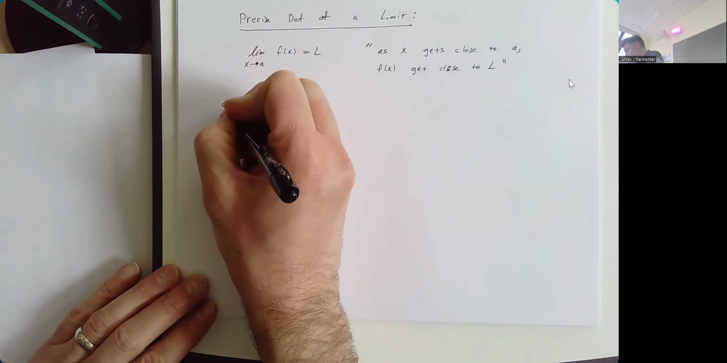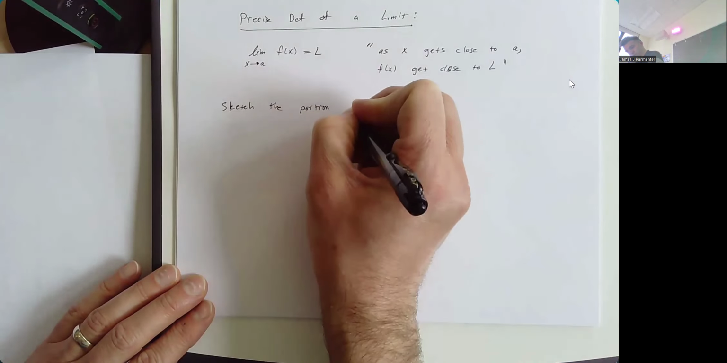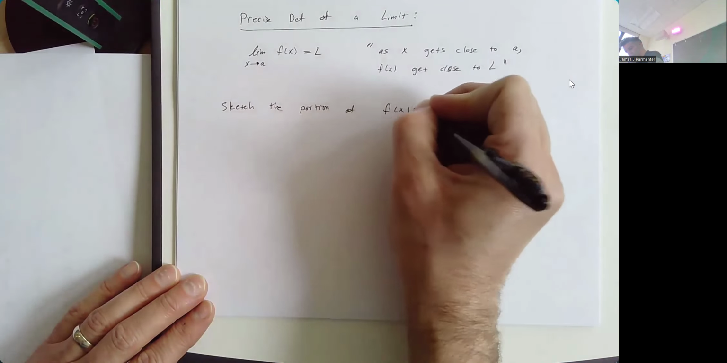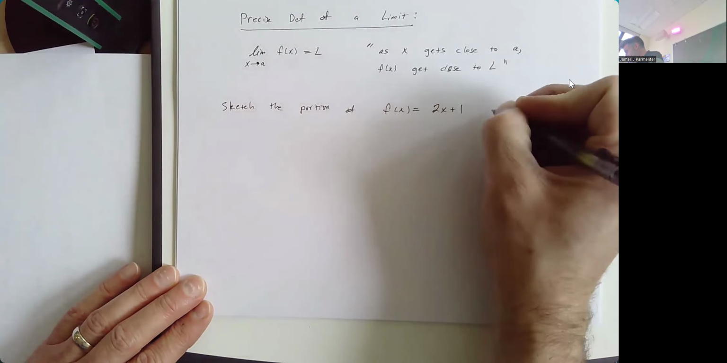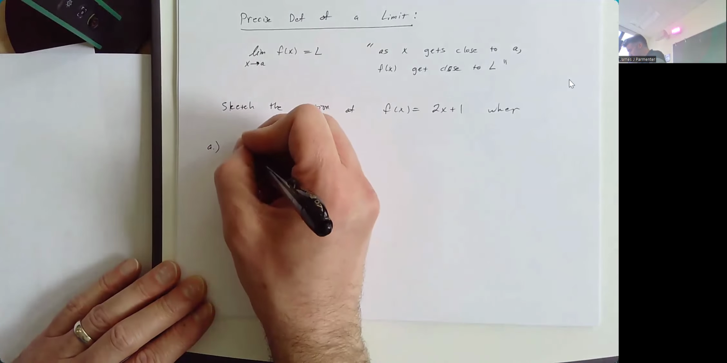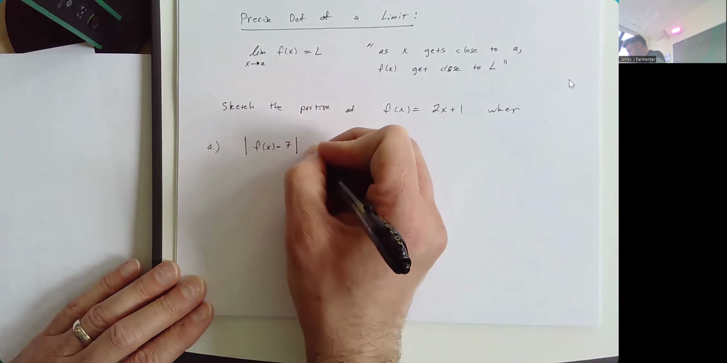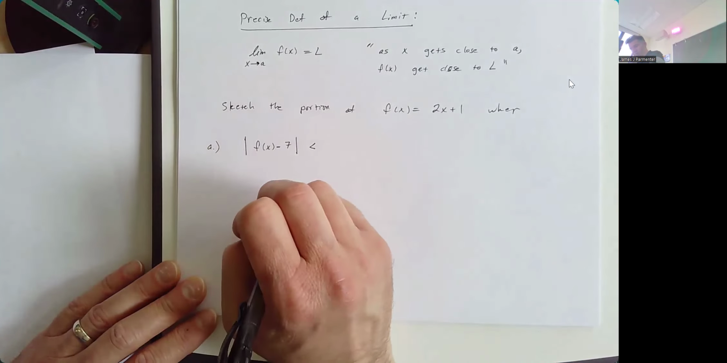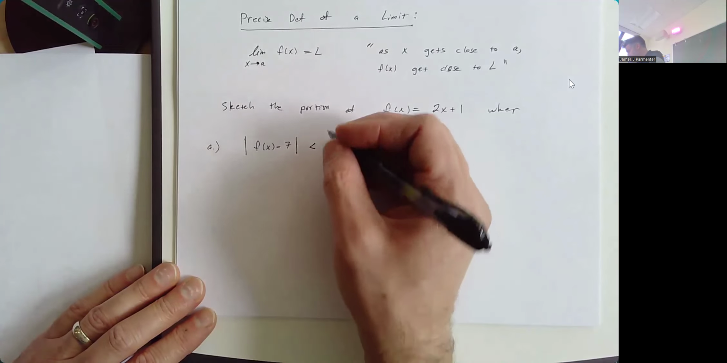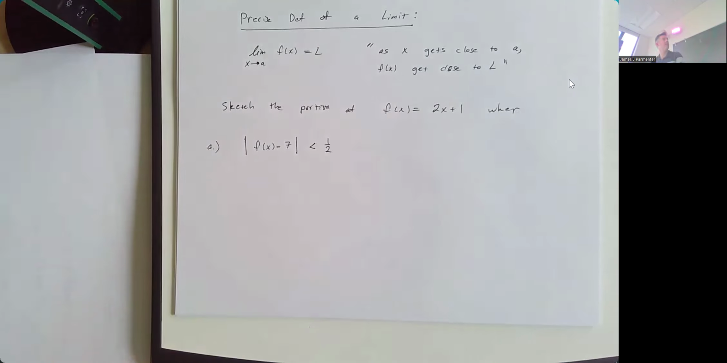So let's start with the following. We're going to sketch the portion of f of x equal to 2x plus 1, where firstly, the absolute value of f of x minus 7 is less than, I don't know if I love 1 here, but we'll go with 1. I'll say 1/2. And probably the easiest way to do this is just to kind of solve for things.